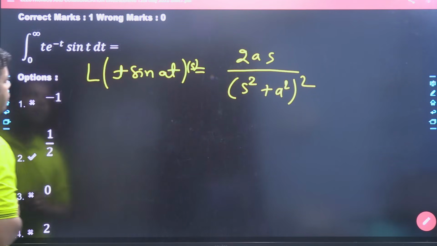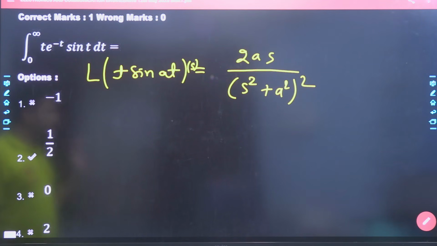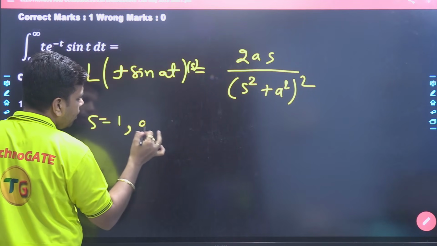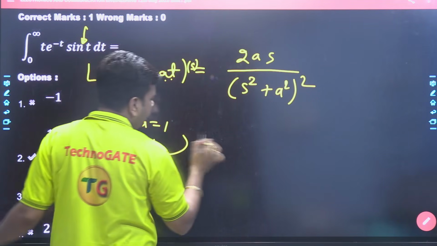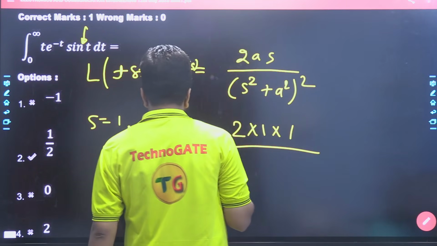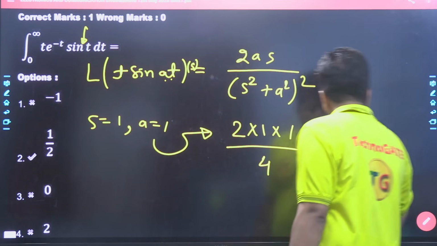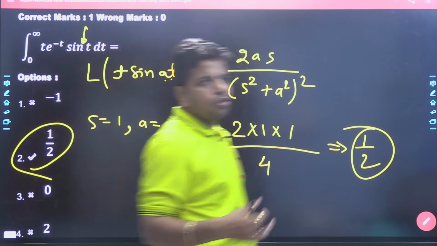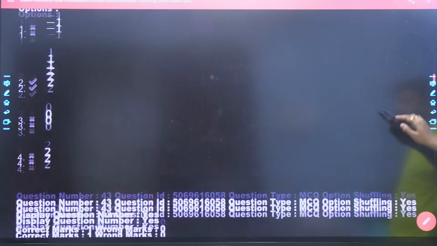Now can we say the value of s is 1 and the value of a is 1? Put s equals 1 and a equals 1 by comparing, since here it is simply sin t. If you put that value here, 2 into 1 upon (1 plus 1) whole square, so it becomes 2 upon 4, which is 1 by 2. So you can go with the answer: it's simply 1 by 2. Just put the values of s and a as 1 and you get your answer. Let's move to the next one.